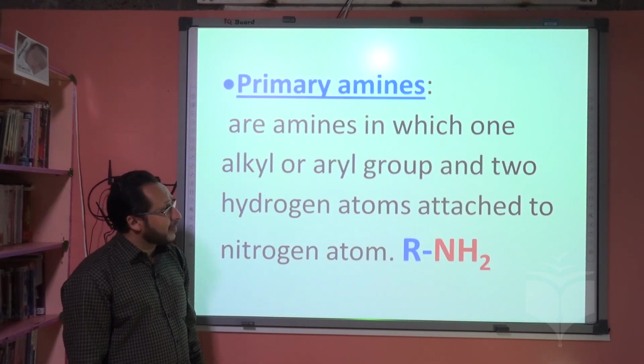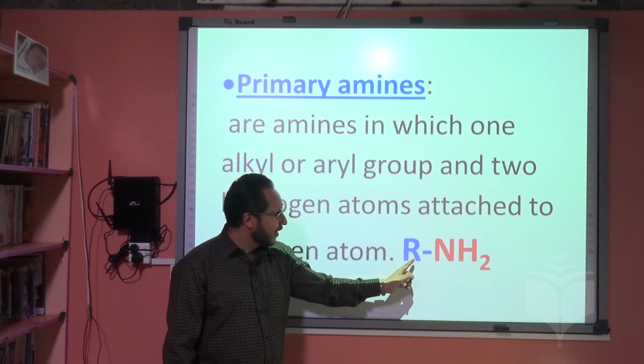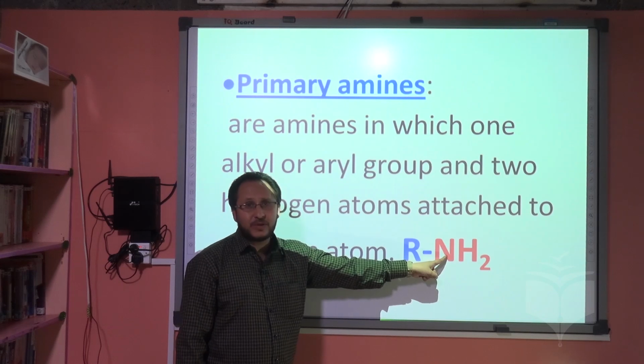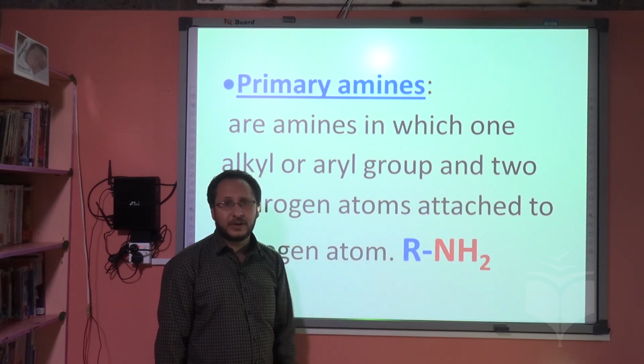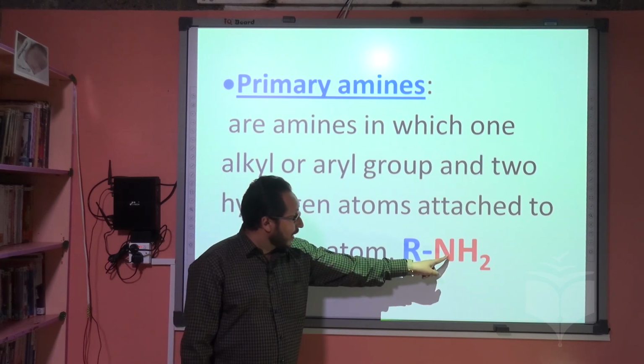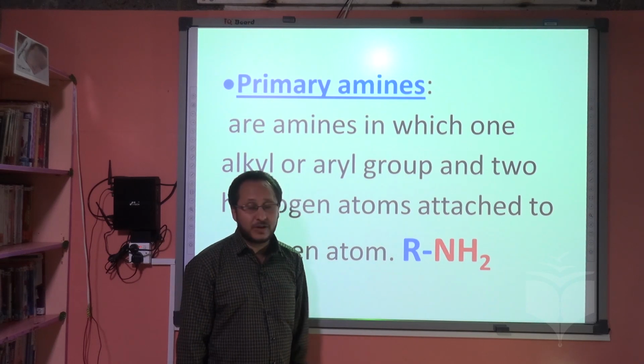So what are the primary amines? The primary amines are amines that have 2 hydrogen atoms attached to the nitrogen atom and 1 alkyl group only. So if you have 1 alkyl group, it means any carbon atom attached to the nitrogen atom, and there are 2 hydrogen atoms here, so what do we call it?